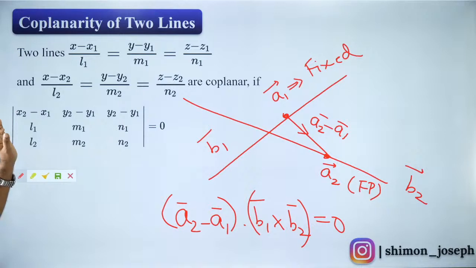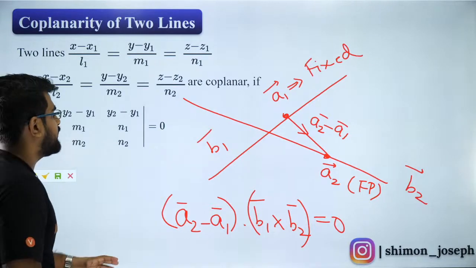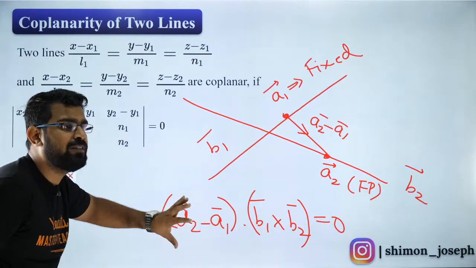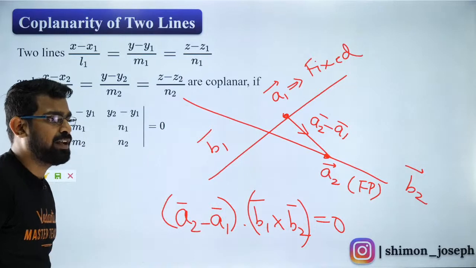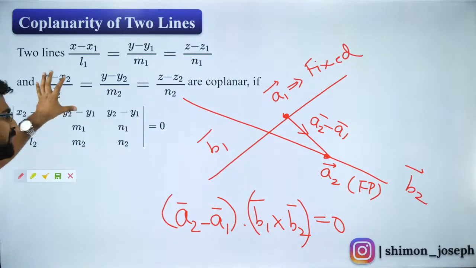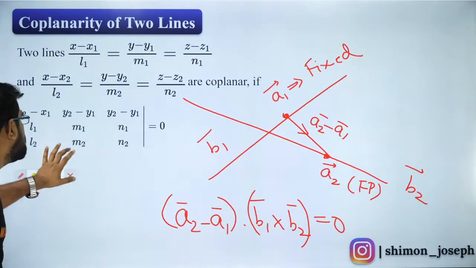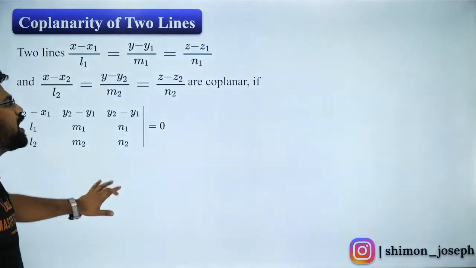Everybody? Fantastic. Whenever you have two lines which are coplanar, they will follow this condition in vector form. And this is the Cartesian form of writing it. So please make a note of this formula and we will move forward and try to use it in a question. Are you all ready?